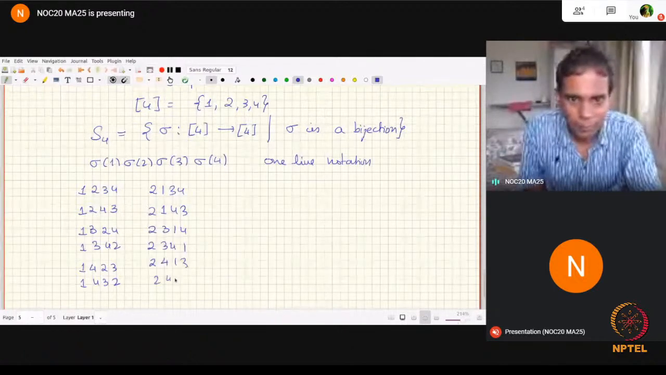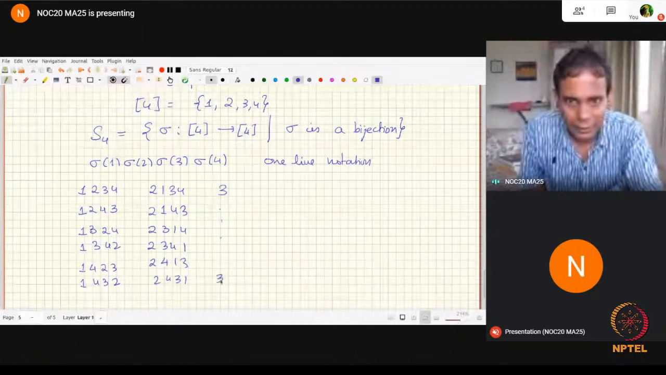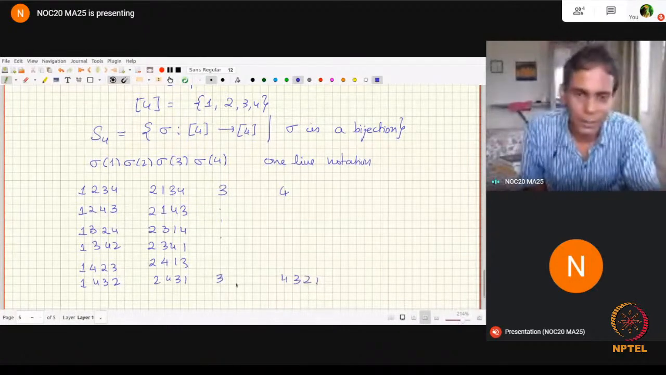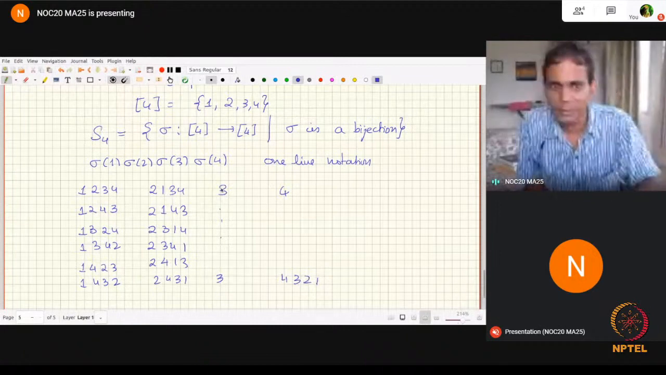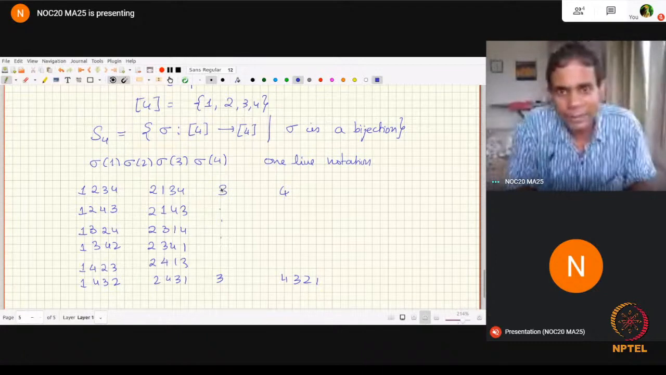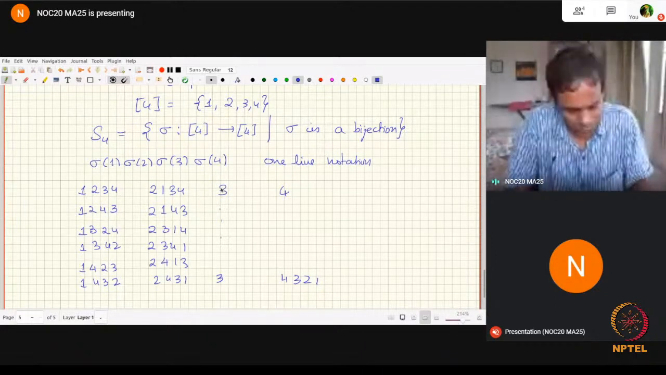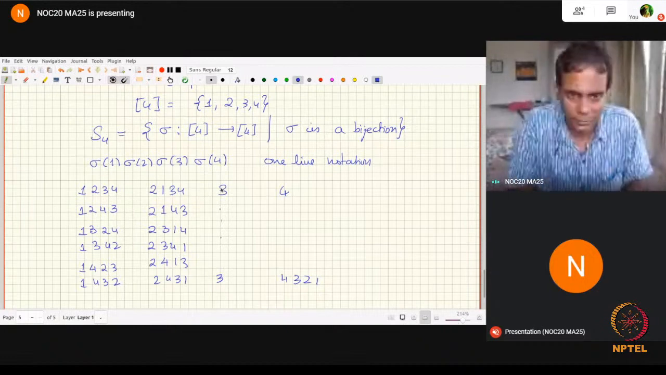Well, I'm getting addicted to this, but there'll be one more column where there'll be 6 things starting with 3, and then there'll be 6 things starting with 4, the last of which will be 4, 3, 2, 1. So you'll get 24 of these. So here's how you can list all the elements in this group. And then you need to figure out the group structure, which means how do you multiply 2 such permutations.